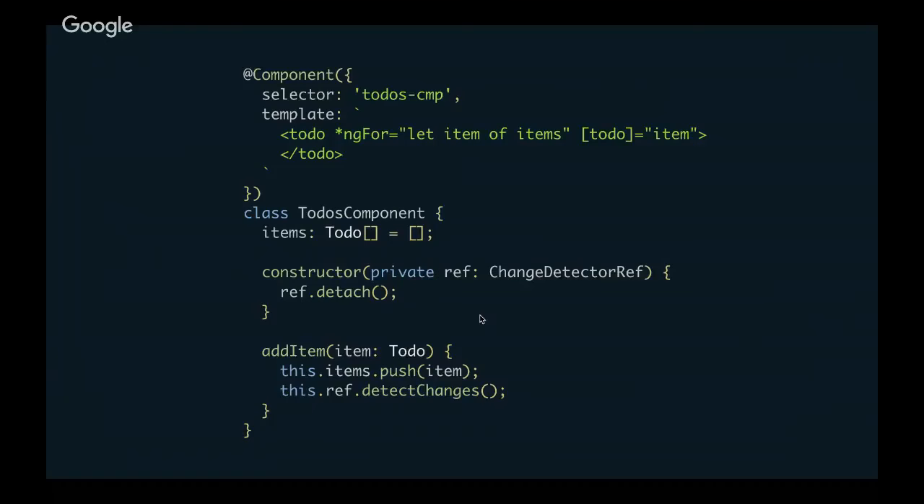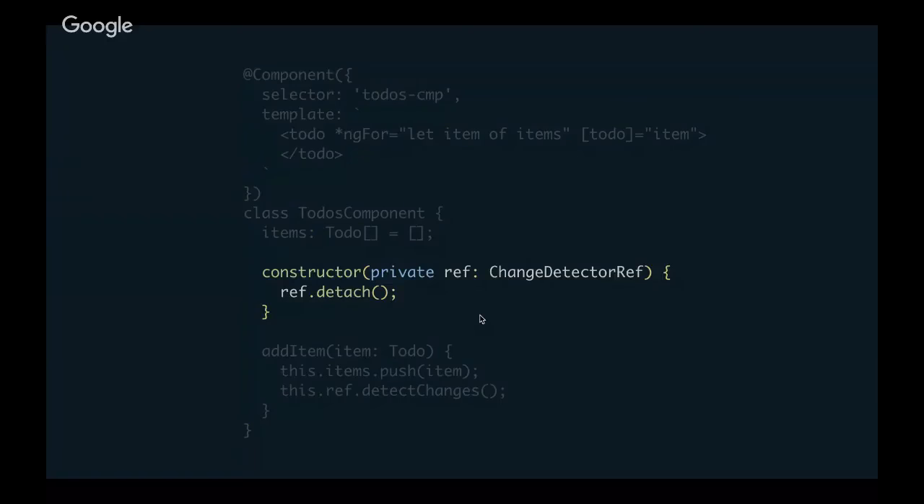Here is an example which shows this. So we have a component which is just iterating on top of to-do items and rendering a to-do component for each to-do item. The interesting thing here is that we are injecting a reference to the change detector. And once we get this reference, we are just detaching it. So this means that when we push a new item to the list of items, we need to invoke the change detection mechanism manually here.